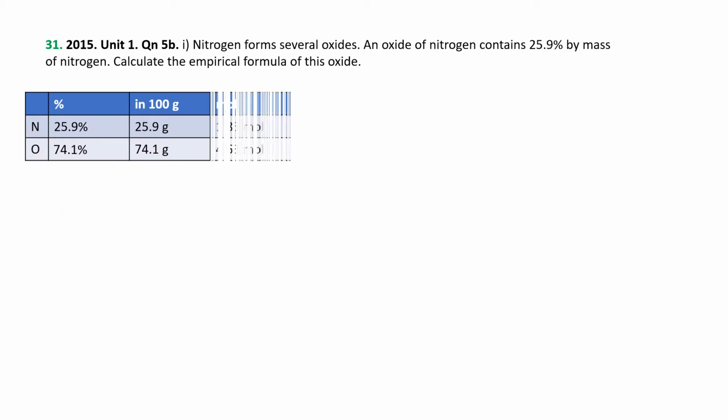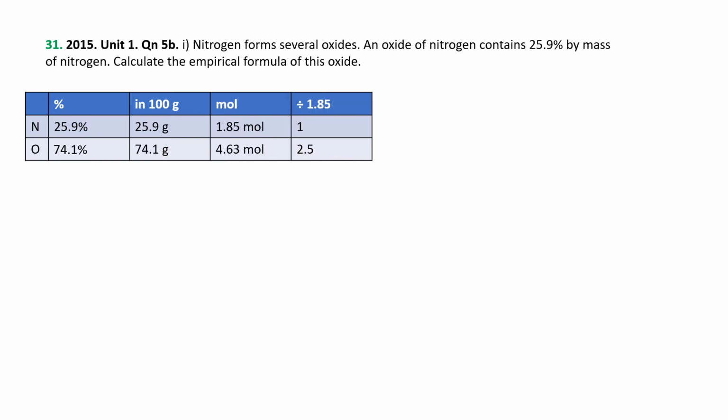The reason I turn it into grams is because then we can divide by the molar masses to get the number of moles. I'm just tabulating this here. I'm not giving huge details. Hopefully by now, you know that to go from 25.9 grams of nitrogen to 1.85 moles, you would divide by 14. For the oxygen, divide by 16. Now we divide through by the smallest number, which is 1.85, and we get 1 and 2.5. That's the ratio of nitrogen to oxygen. However, we don't like our ratios with fractions in, so we clear that out by multiplying by 2. So N2O5.